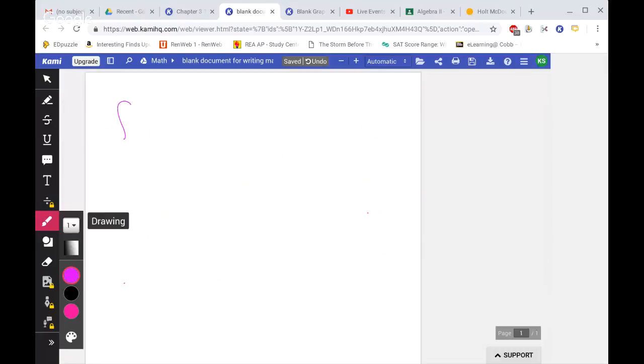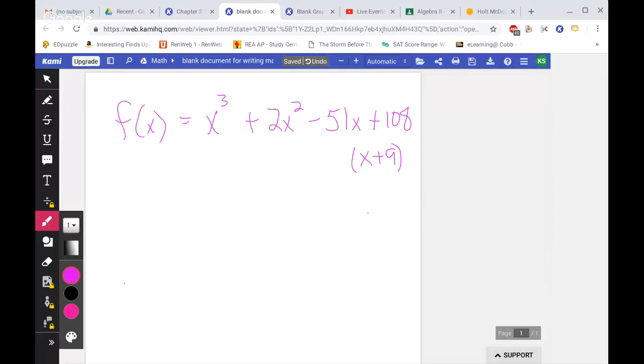F of x equals x cubed plus 2x squared minus 51x plus 108. And then we're given a factor of x plus 9. So we're going to set up our synthetic division. And you'll notice this time the factor has a plus sign in it instead of a minus.